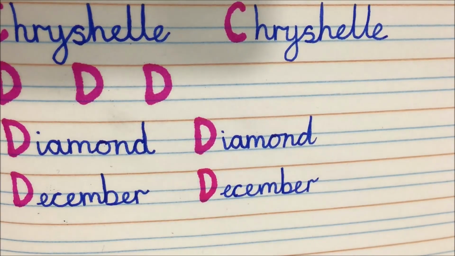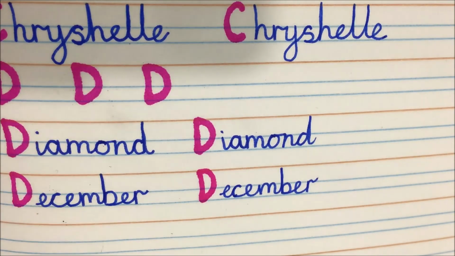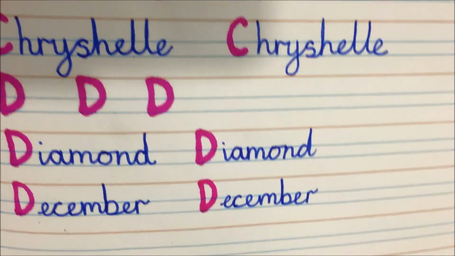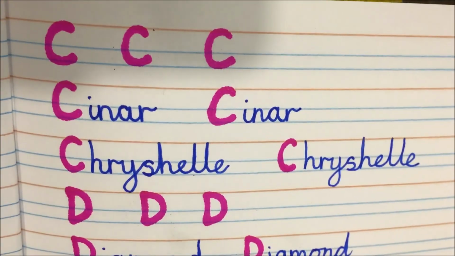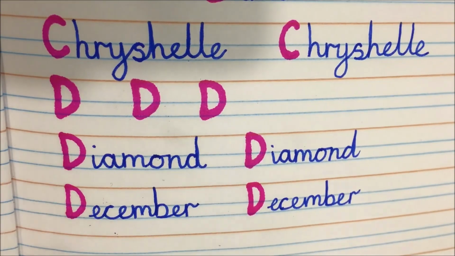Fantastic. We've got lots of ascenders today. We've got H's, L's, D's and B's. And we've got our Y as a descender. Make sure you focus on those. Pause the video, do your line of December. You should have done C, Chinna, Chriselle, a D, Diamond and December. Please do show us your beautiful handwriting. Upload it to your portfolio.